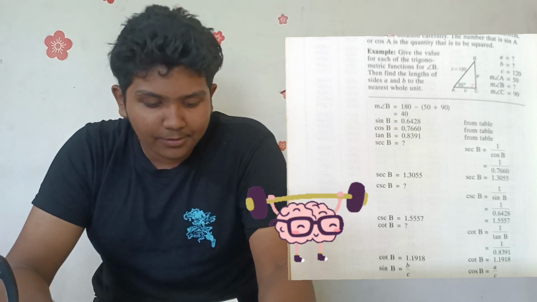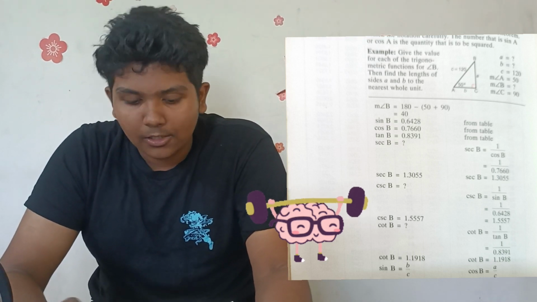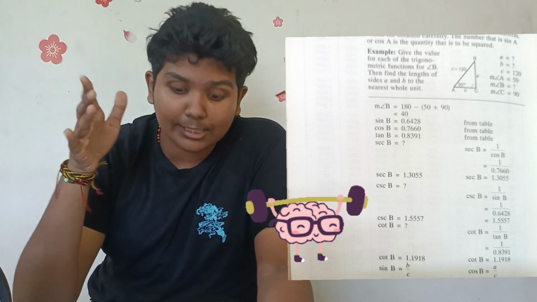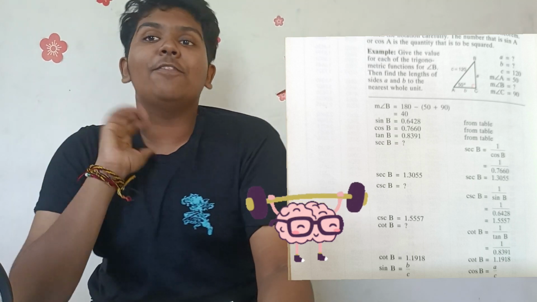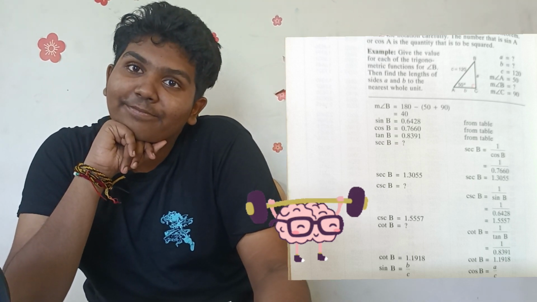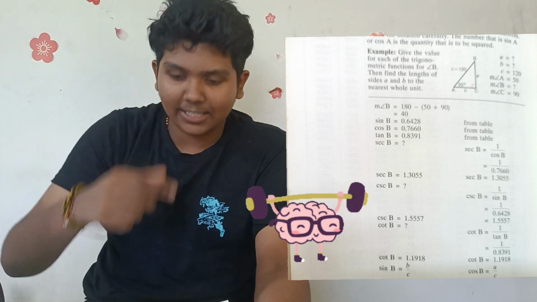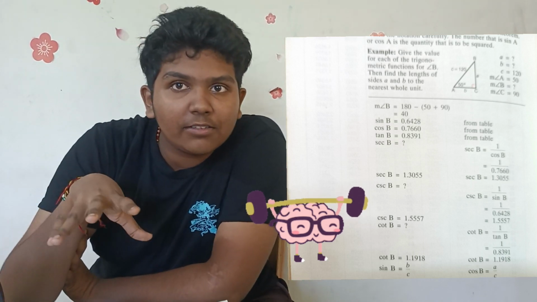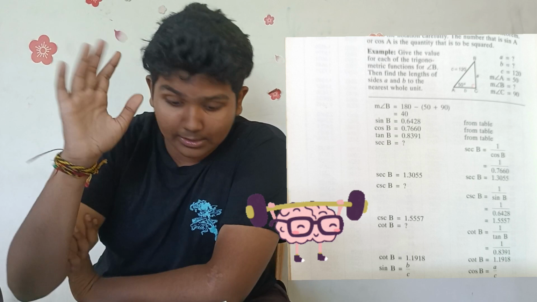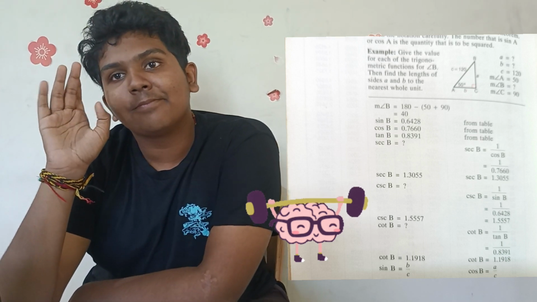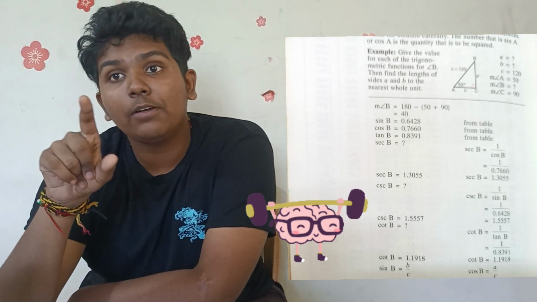Okay, so you got the sec B. Now, what is cosec B? Cosec B is equal to 1 by sine B, no? So 1 by 0.6428. Solve this also. Time's ticking. I think you got the answer, no? Answer or not, I'm saying anyway. 1 by sine B, 1 by 0.6428 is equal to 1.5557.